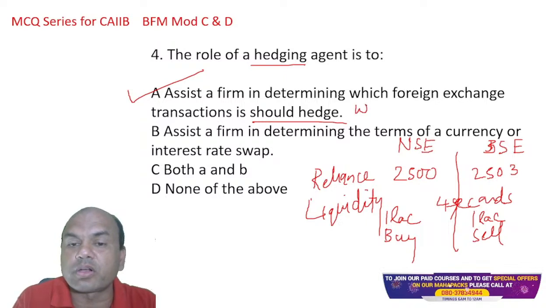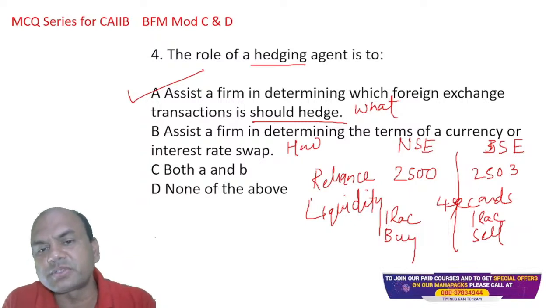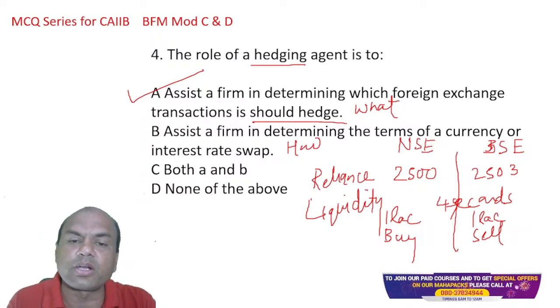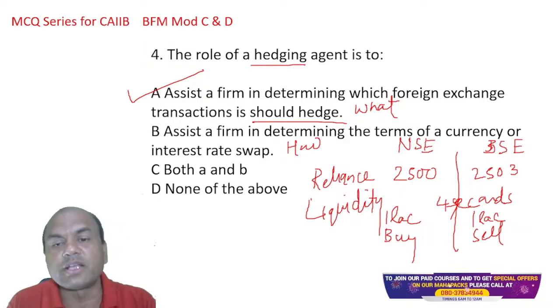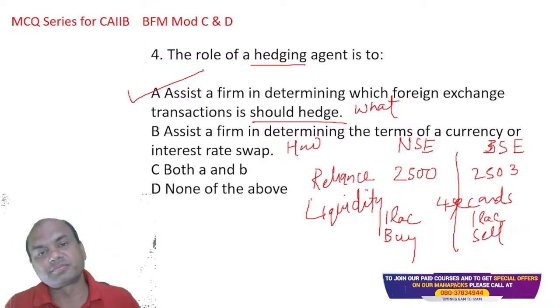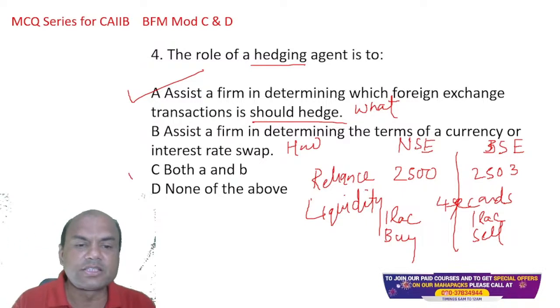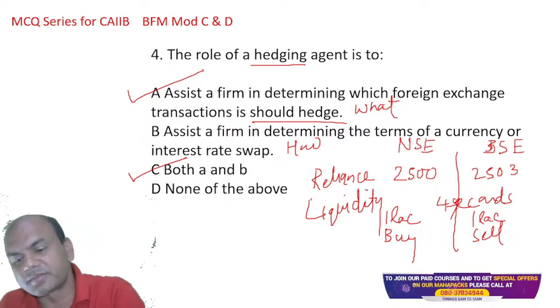First question is what? What is to be hedged? And second is how. So any hedging agent's job is answering these two questions, what and how. Okay. So answer is what? Over here. Answer is C, both A and B, isn't it?